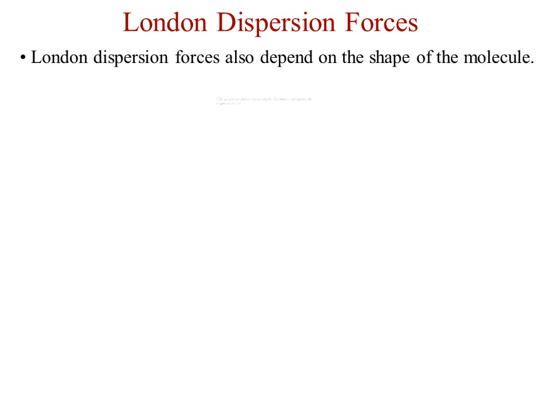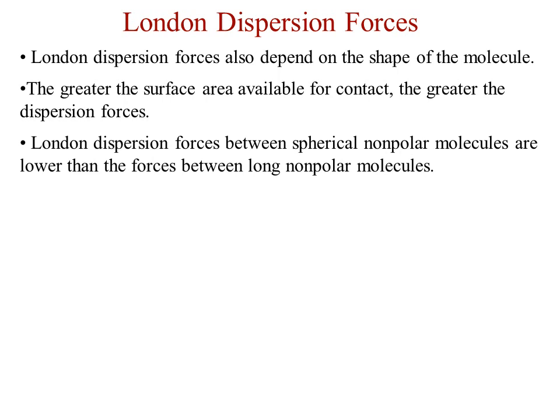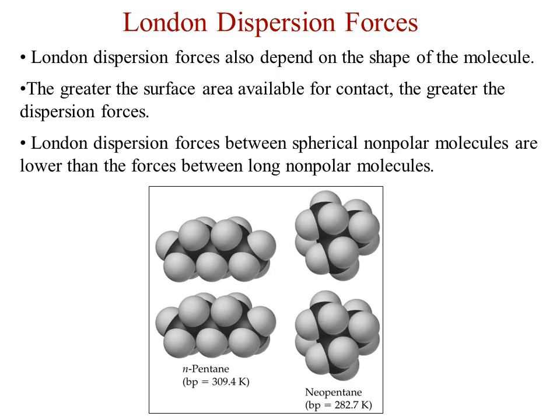Another factor that increases the London dispersion forces is the shape of the molecule. If you have a greater surface area for a nonpolar molecule, it's going to have more area of contact for these dispersion forces to exist. So London dispersion forces between a spherical nonpolar molecule like neopentane are going to give a lower attractive force compared to a molecule that's a little longer and spread out like regular pentane.